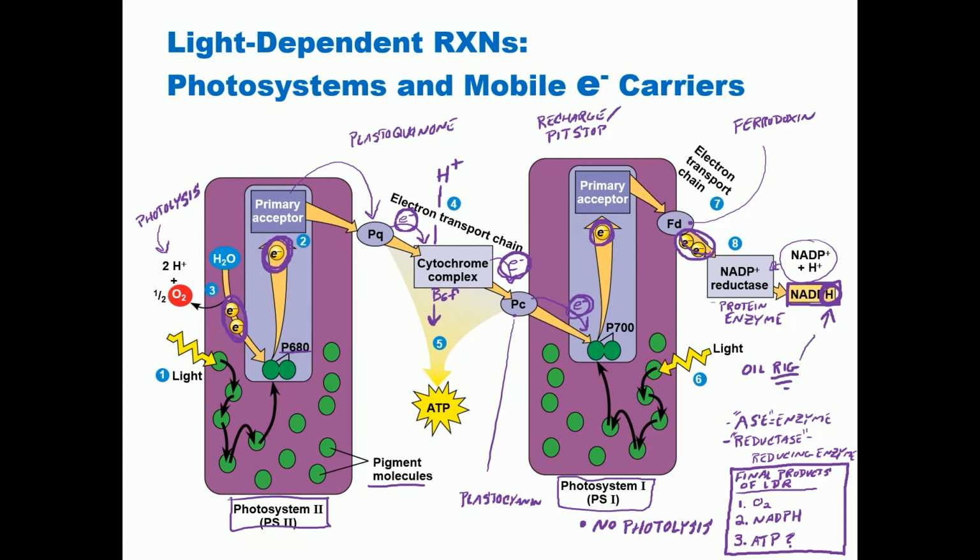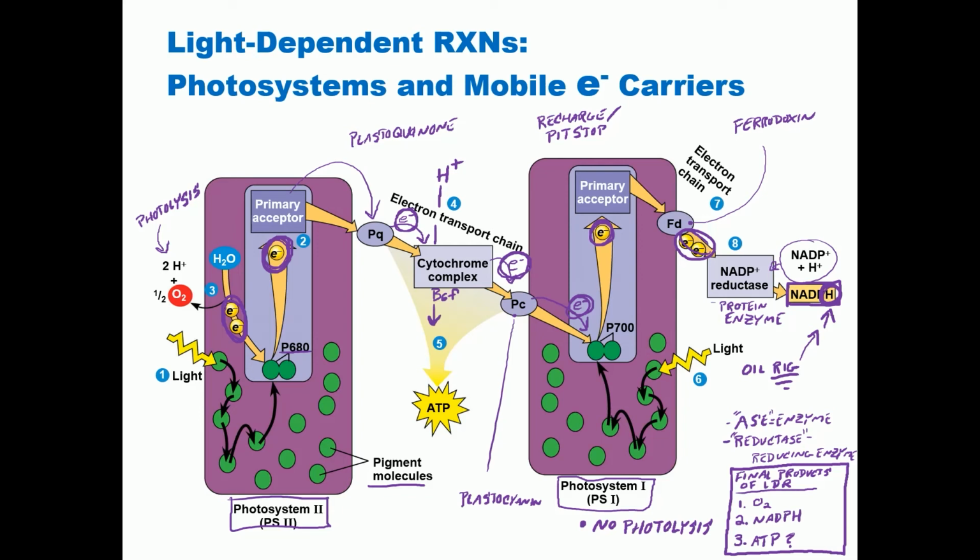Now, oil rig: oxidation is losing, reduction is gaining. It's gained an electron, and it's gained a hydrogen, so this NADPH is the reduced form of this coenzyme, and that means that this can now go forth and reduce other molecules. It can kind of play tag. It can go place that hydrogen on something else now.